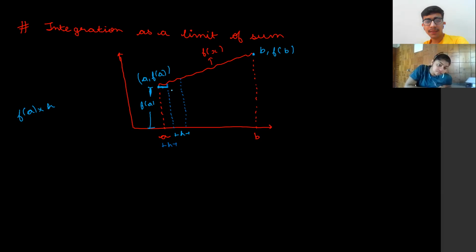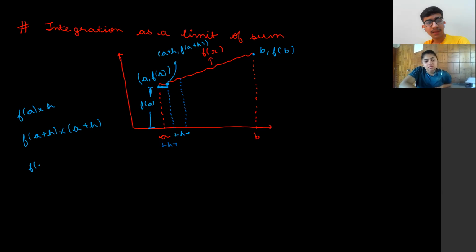Similarly second rectangle का एरिया क्या होगा? अब देखो हम a से h आगे चले गए, so x axis पे this coordinate will be a plus h, comma f of a plus h, right? h width आगे चले गए, so x coordinate will be a plus h, the y coordinate will be f of a plus h. So again next rectangle का एरिया क्या होगा? f of a plus h times h. Similarly इससे next का क्या होगा? f of a plus 2h times h.